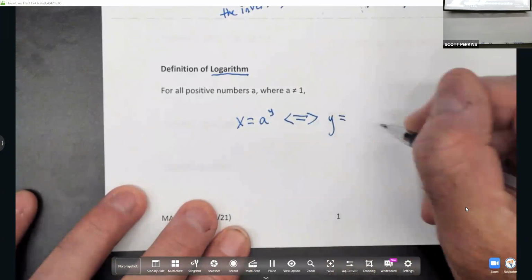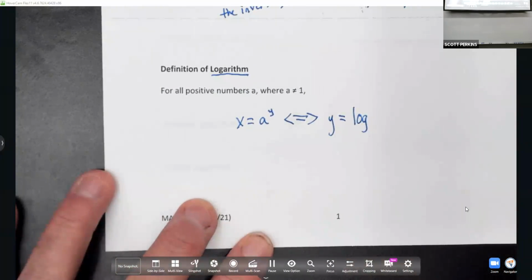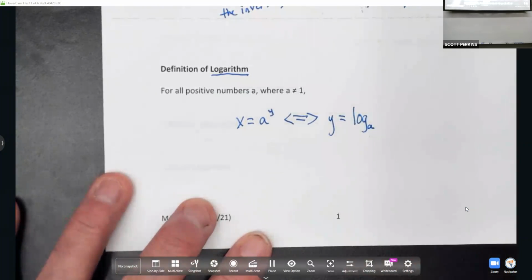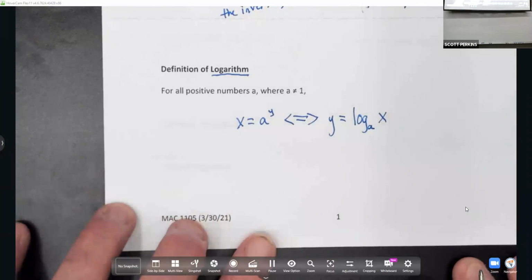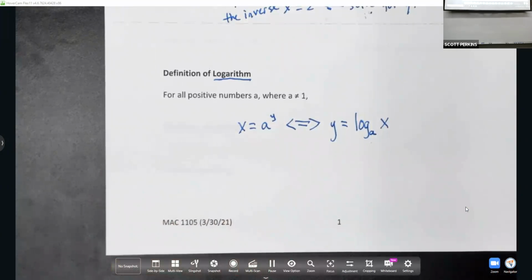y equals log. Log is the abbreviation for logarithm. Base a, so I have a subscript there, of x. Now that's new and different. So what we're going to do when we get to the next page is we're just going to do some practicing with that new definition and get used to doing that.